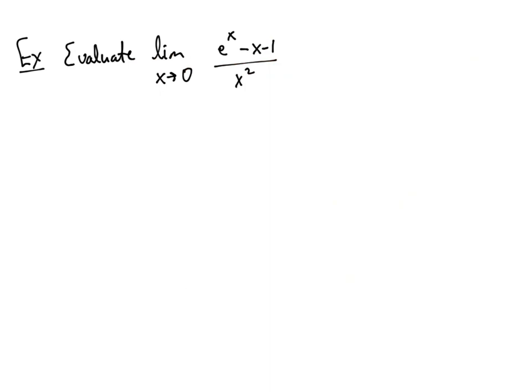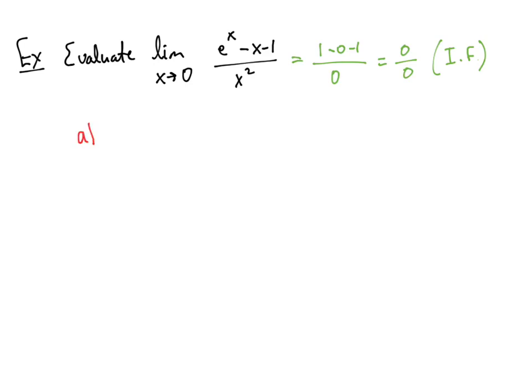Okay, next example says to evaluate the limit as x goes to 0 of e to the x minus 1 over x squared. And by direct substitution here, e to the 0 power is 1, minus 0 minus 1, divided by 0 squared, which is just 0. So we end up with 0 over 0, which is, again, an indeterminate form. So we're going to apply L'Hopital's rule here.